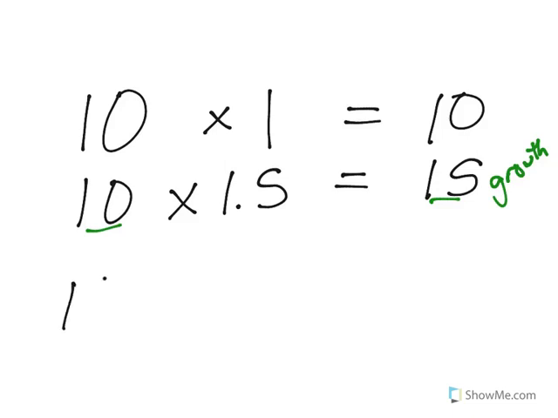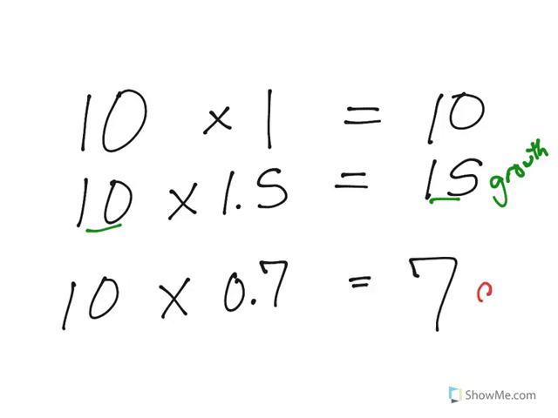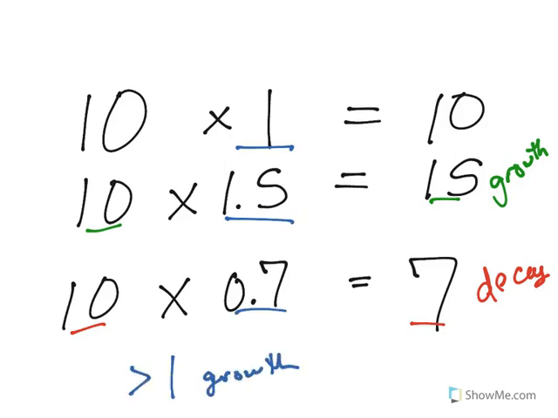Well, what if I have 10 and I multiply by 0.7? Well, now I have 7. I have decay because from 10 to 7, I have gotten smaller. So you'll notice when we multiply by a number greater than 1, we have growth. When we multiply by a number less than 1, we have decay.